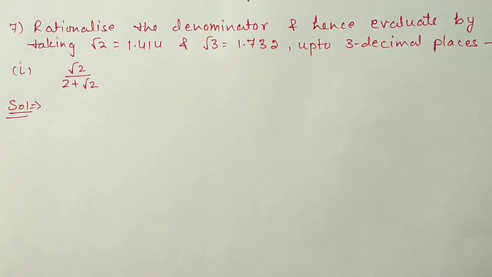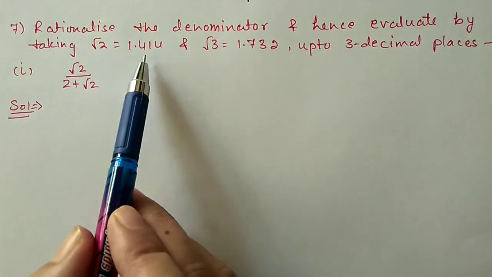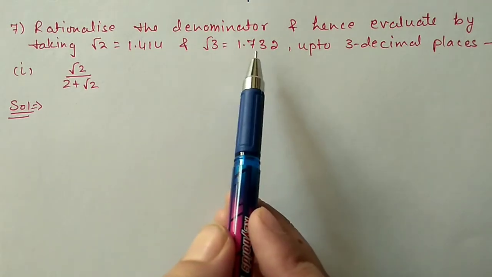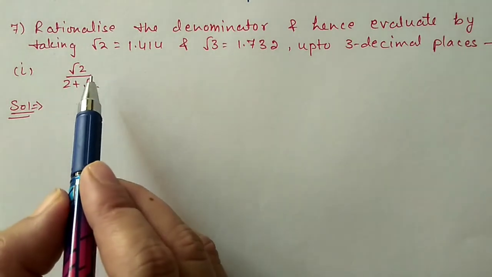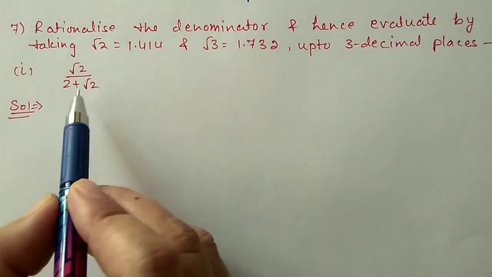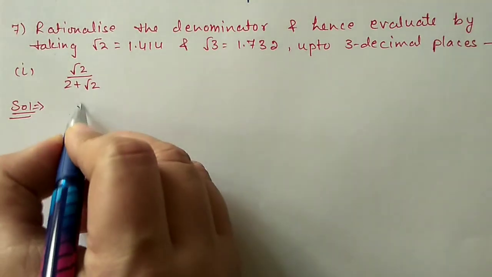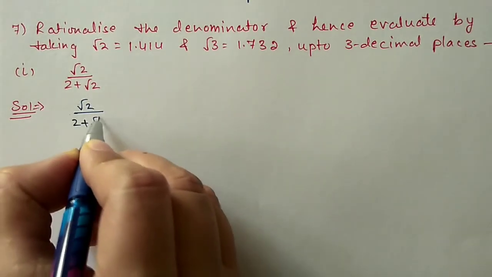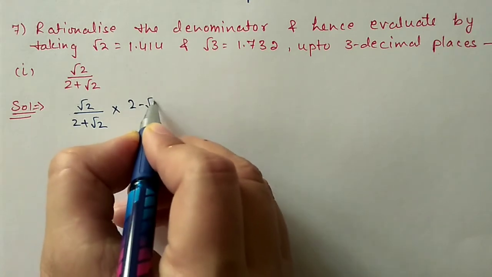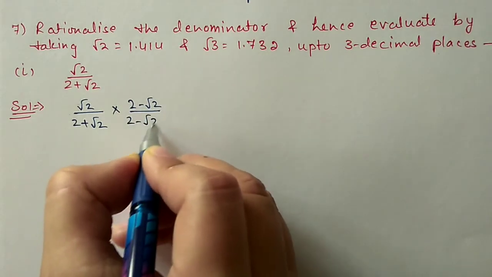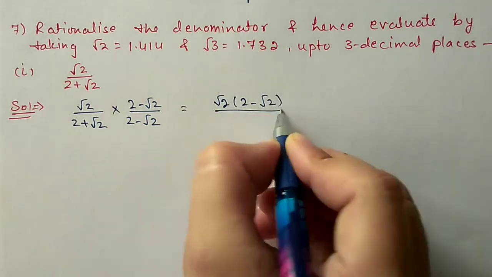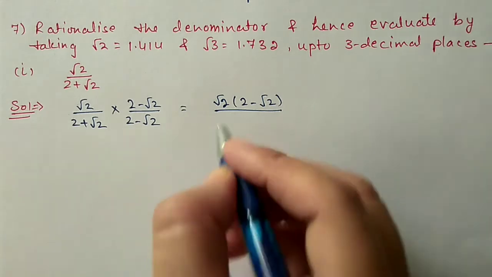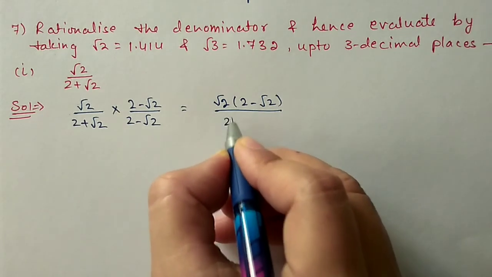Next, question number 7. Rationalize the denominator and hence evaluate the value by taking root 2 is equal to 1.414 and root 3 is equal to 1.732 up to 3 decimal places. First part is given: root 2 by 2 plus root 2. So first this denominator we will rationalize. We will multiply this with 2 minus root 2 up and down. So the numerator will become root 2 into (2 minus root 2), divided by (a plus b) into (a minus b), which will become a square minus b square.